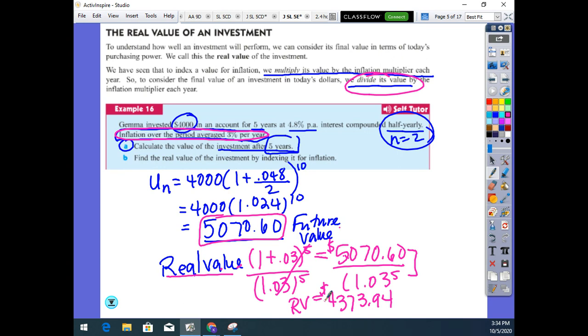So if you think about what this is saying, and this doesn't maybe have a tangible meaning to you yet, it's saying if you invest all this money and you are up to $5,000 after 5 years from now, $5,000 is really just going to be worth $4,373.94. So this amount is only worth this much. That's kind of a confusing concept, but okay.